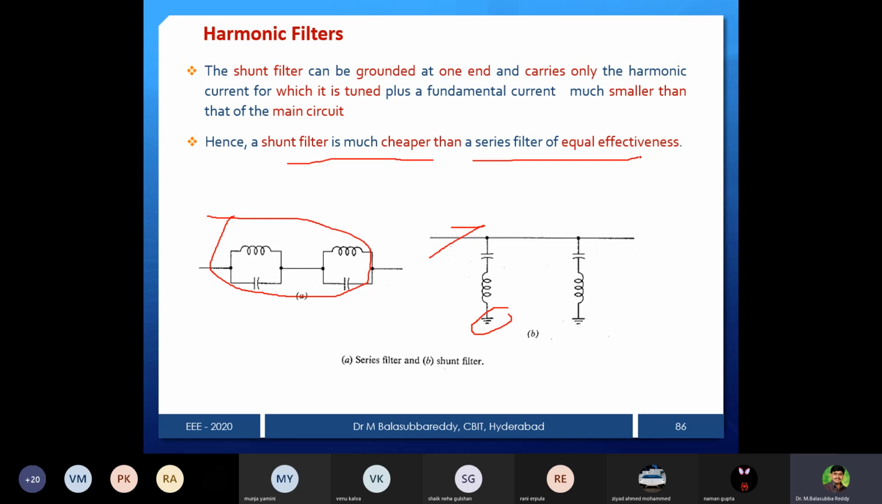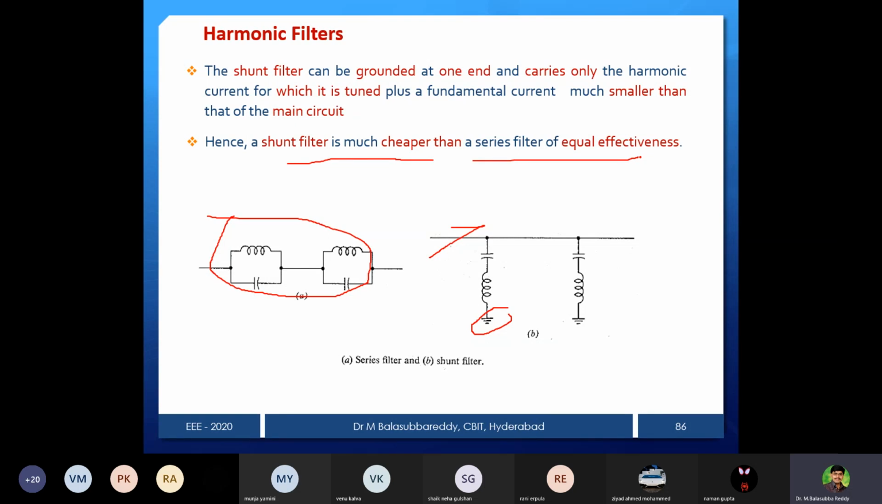But I can see that only the connection itself will differ. No, that is the reason. If series filters are used, they have to connect in series with the line, therefore they have to carry more current capability in the filter components. So for that reason the cost of that is going to be high.